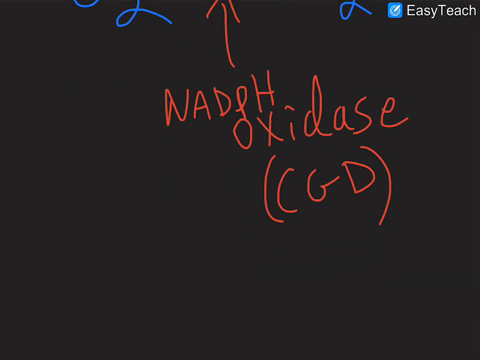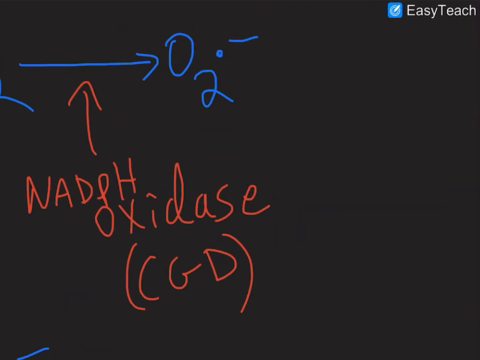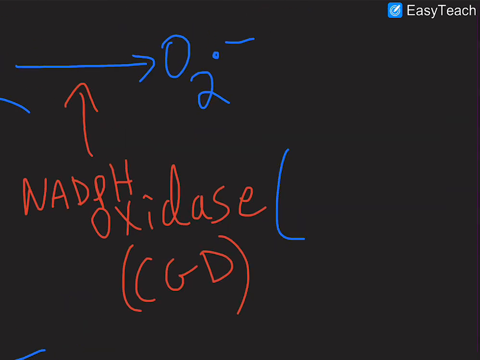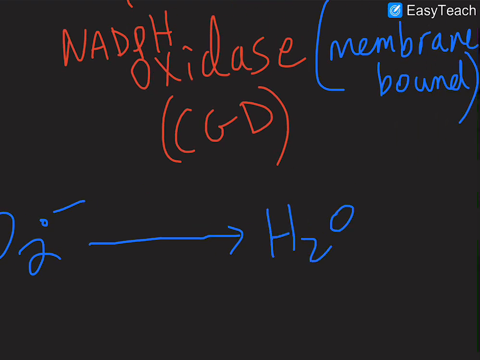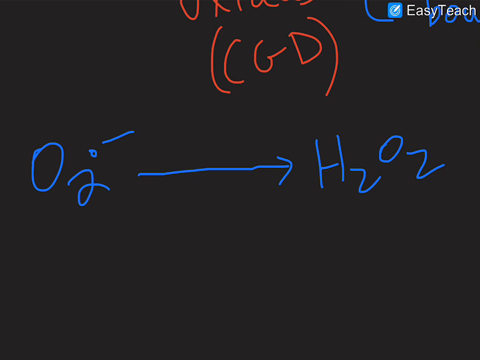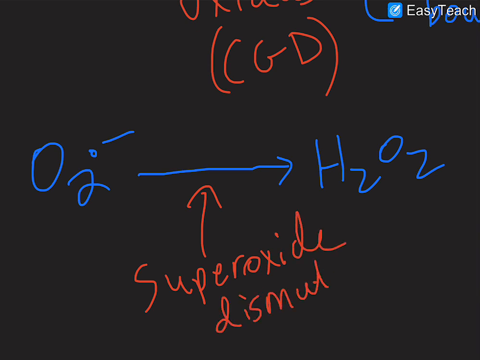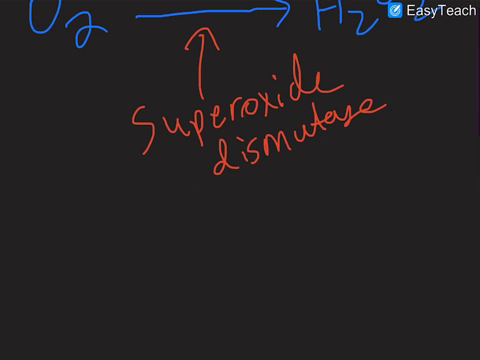Actually, you can also keep in mind that this enzyme is membrane bound, so if you want to remember that, it could be important. Next, you take that superoxide anion and convert it into hydrogen peroxide. This also requires an enzyme, and that enzyme is superoxide dismutase. So now we have hydrogen peroxide.